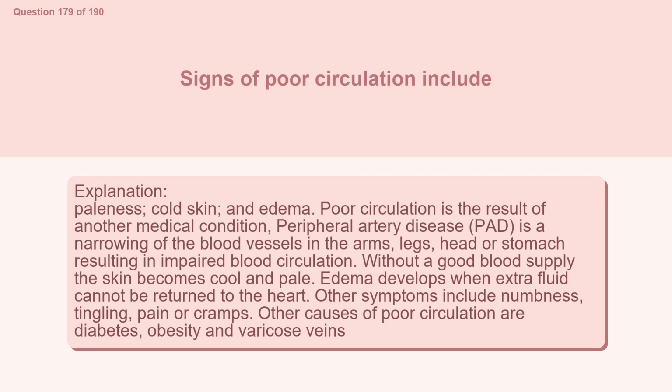Poor circulation is the result of another medical condition. Peripheral artery disease, PAD, is a narrowing of the blood vessels in the arms, legs, head or stomach, resulting in impaired blood circulation. Without a good blood supply, the skin becomes cool and pale. Edema develops when extra fluid cannot be returned to the heart. Other symptoms include numbness, tingling, pain, or cramps. Other causes of poor circulation are diabetes, obesity, and varicose veins.